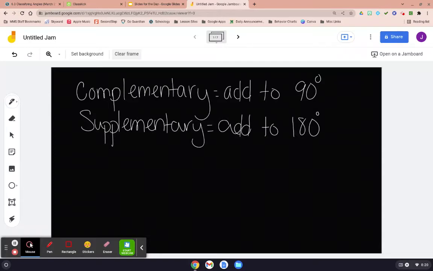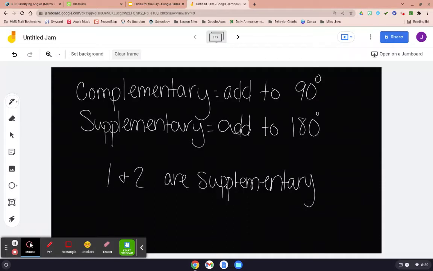So if you were told angle 1 and angle 2 are supplementary, and they give you that angle 1 is equal to 60 degrees, they want you to solve for the angle measure of 2. Okay, so since they are supplementary, that means they add up to 180 degrees. So if one of them is 60, what would be left over for the other angle?